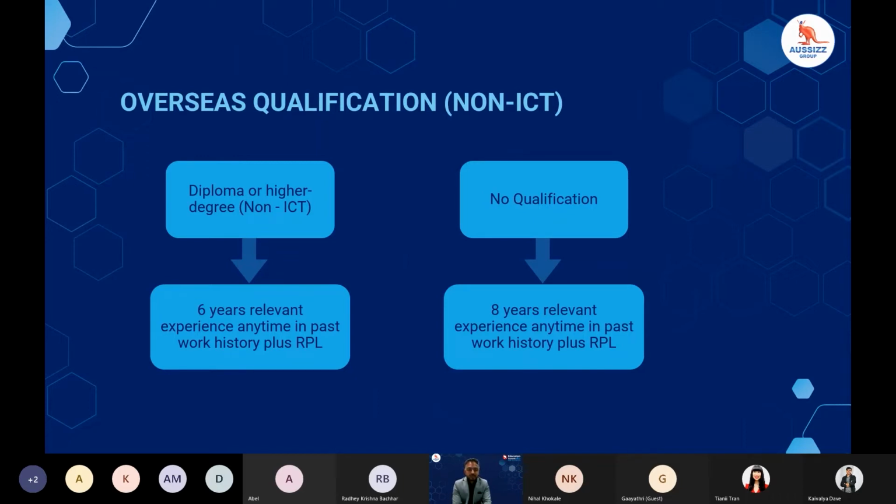Now, if you have a diploma, then you need 6 years of experience. If you don't have a diploma at all, or you have no qualification, then you need 6 years of experience plus the RPL application. As I mentioned, RPL would again be the same. You have to use two projects. You need to provide evidence of 8 years of work experience.